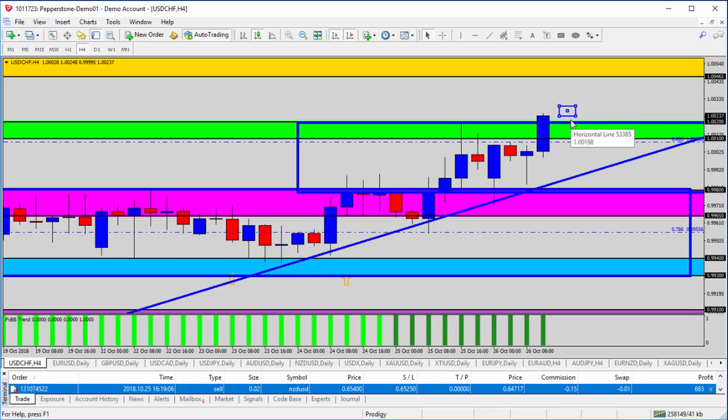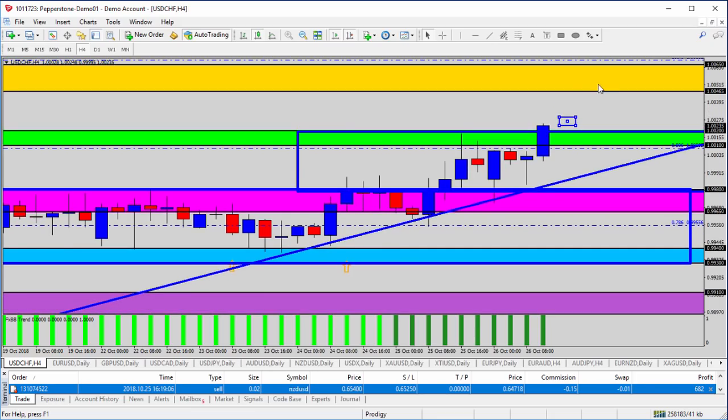We'll talk about strategies of entry later on in the trade room. Rather than just entering on the push through 1.0020, we'll talk about strategies for those entries in the trade room. But I need a break here before I can buy towards the yellow zone.